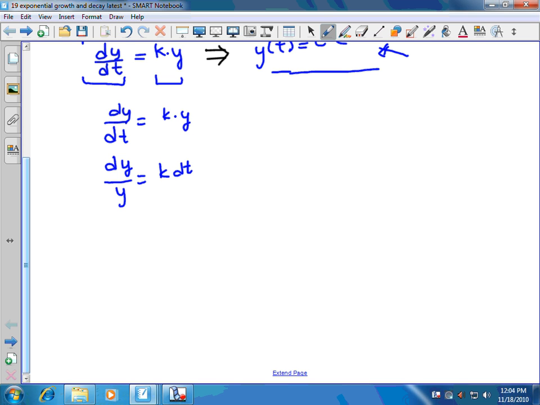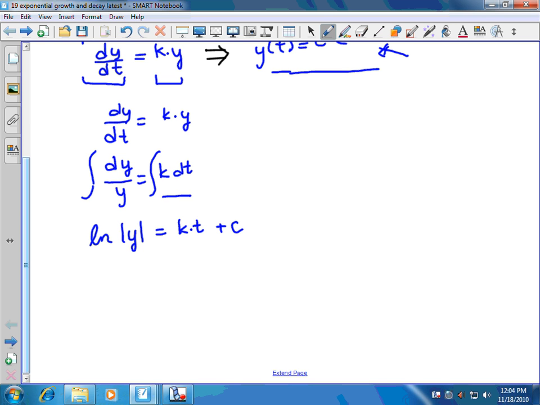Now, to get rid of the derivatives, I'm going to integrate both sides. Think about the left-hand side. What is the integral of 1 over y dy? We've seen this in 1 over u du form. Same thing: natural log. Natural log of the absolute value of y equals, on the right-hand side, k is just a constant, the proportionality constant. If you integrate a constant with respect to the variable t, that is just k times t, plus our integration constant c.